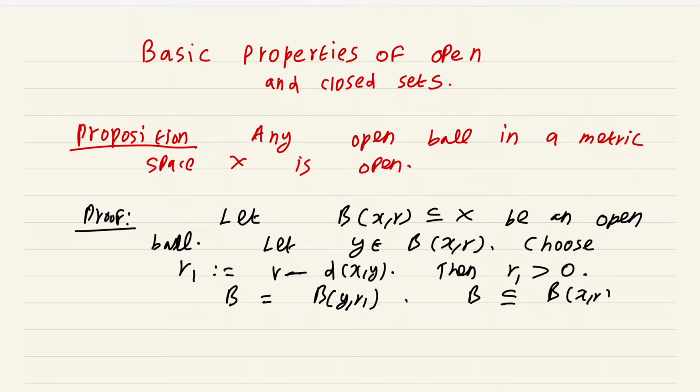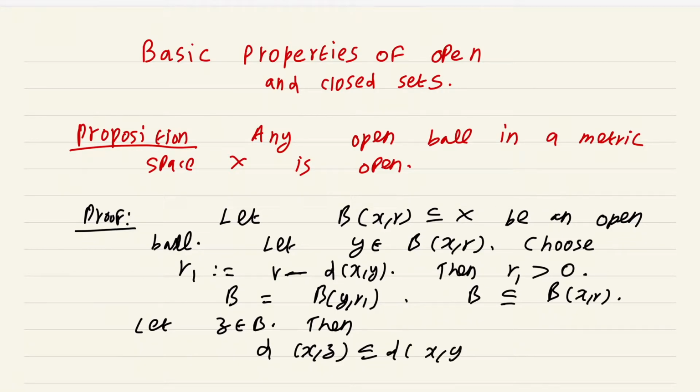In fact, to see this more precisely, let z be a point of B. Then d(x,z) will be less than or equal to d(x,y) plus d(y,z), which is less than or equal to r minus d(x,y) plus r, which is equal to r. So this proof was rather trivial.